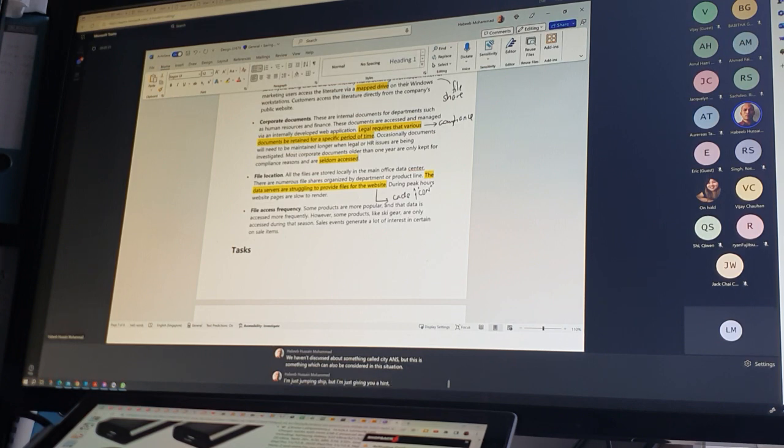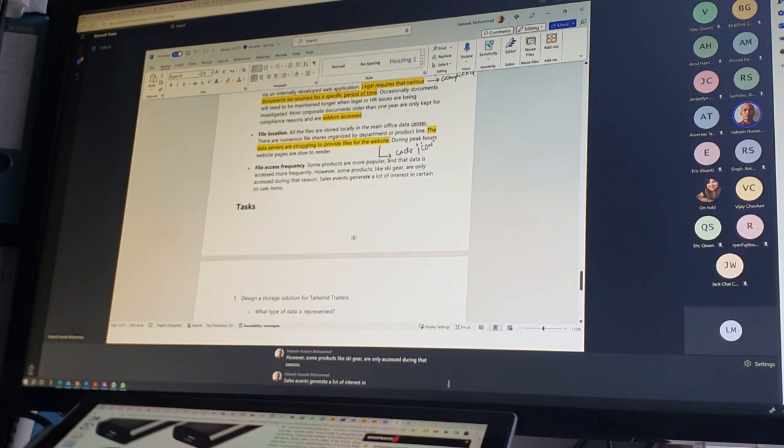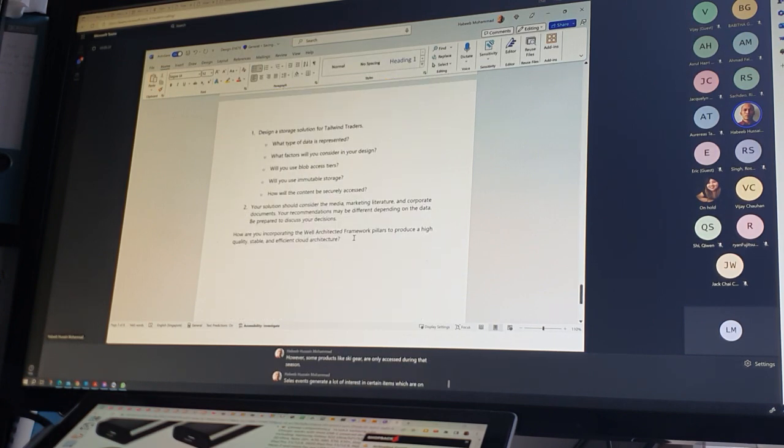File access frequency: some products are more popular and that data is more frequently accessed. However, some products like ski gear are only accessed during that season. Sales events generate a lot of interest in certain items which are on sale, okay? These are the tasks. What type of data is represented? So we saw 3 types. We already know media, marketing literature, and corporate documents. What factors will you consider in your design? So cost, accessibility, flexibility, security. These are the things you would consider.